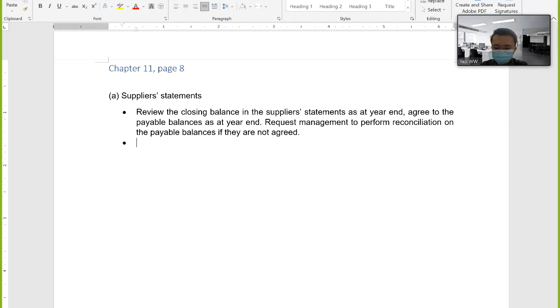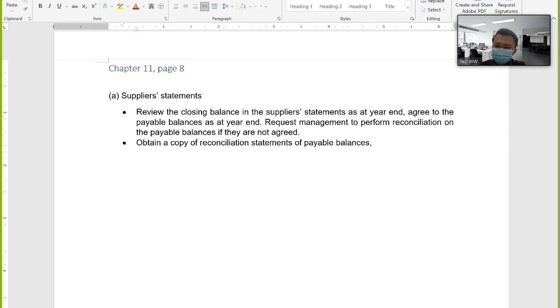So you have to obtain a copy of the reconciliation statement of payable balances. If they cannot agree, inside the reconciliation statement you are going to expect to see two things. One is goods in transit. They can't agree because of goods in transit.